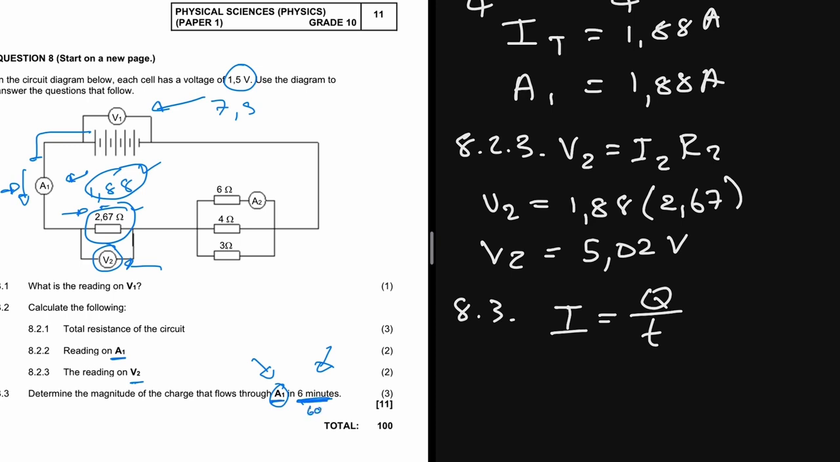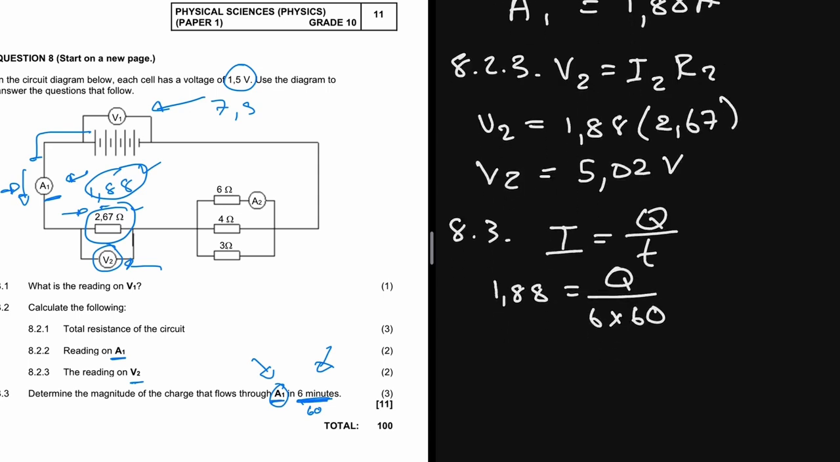Okay, so now we're going to substitute the current that we have, which is at A1, is 1.88. And then we are looking for the charge. The time is 6 minutes, but we have to convert it to seconds, so we must multiply it by 60. So to get the charge here, we just cross multiply. We say 1.88 multiplied with 6 times 60. And the answer that we get is 676.8 coulombs. And that will be the charge that we have.